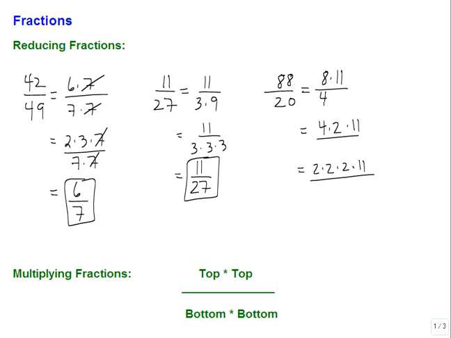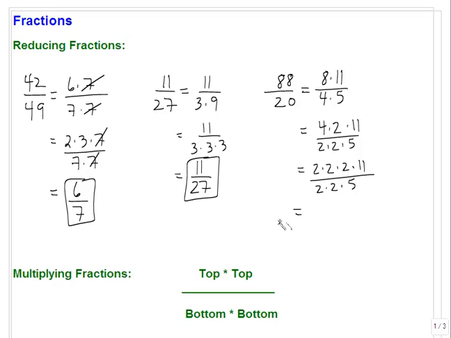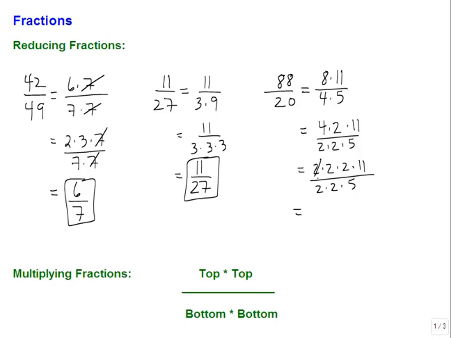Now let's look at 20. 20 we know as 4 times 5, and 4 can be broken down into 2 times 2. So the prime factorization of 20 is 2 times 2 times 5. So now that we have it completely broken down, we can cross off the common factors. I see a couple 2's on top and bottom and another couple 2's on top and bottom that match. So what we're left with is 2 times 11, which is 22, and just a 5 on the bottom.